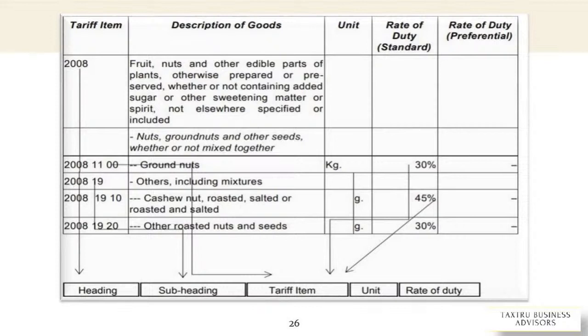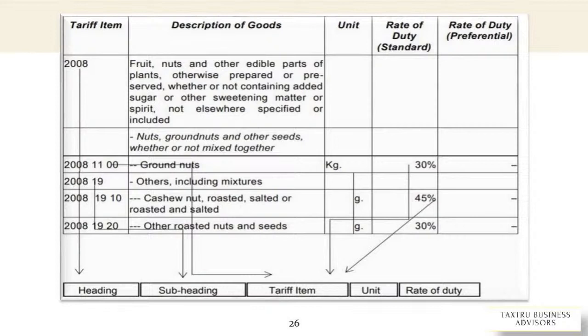Now let's talk about the main ingredients only. Now this is the heading 2008. This is the heading in which it is said that fruits, nuts and other edible parts of plants otherwise prepared or preserved, whether or not containing added sugar or other sweetening matter or spirit, not elsewhere specified or included. This is what they have written. They have said that if your goods fall under this heading, come to this heading. Then you read further in this.